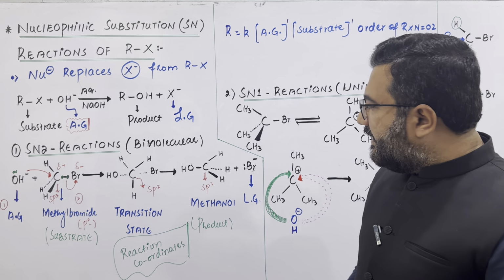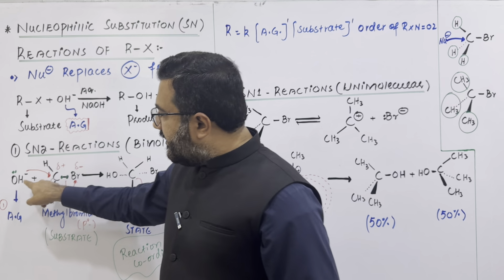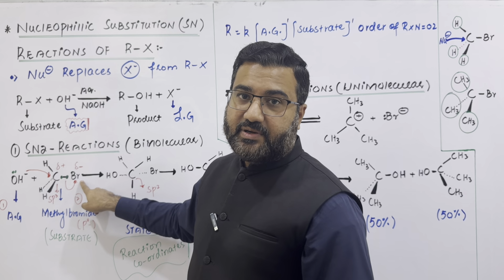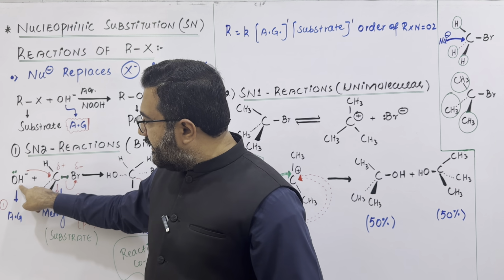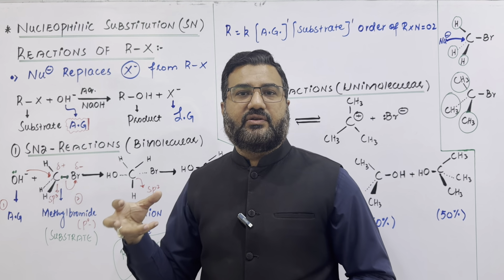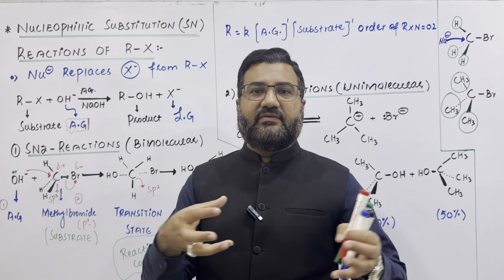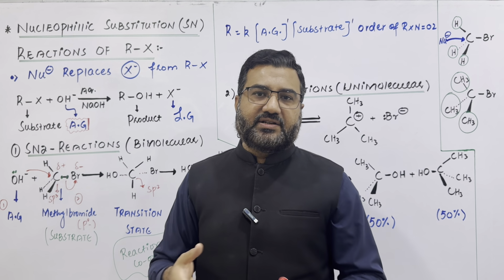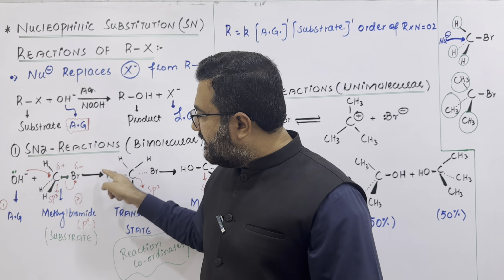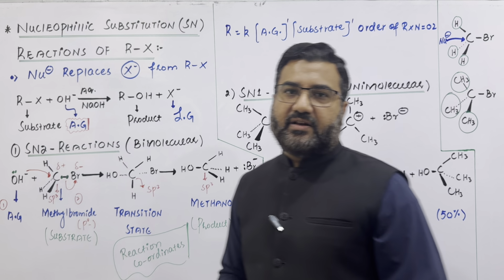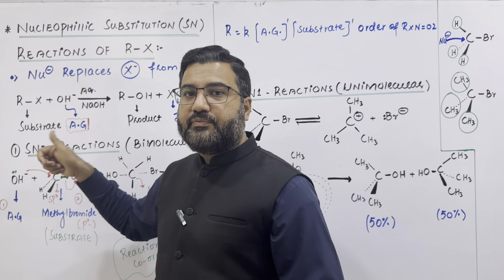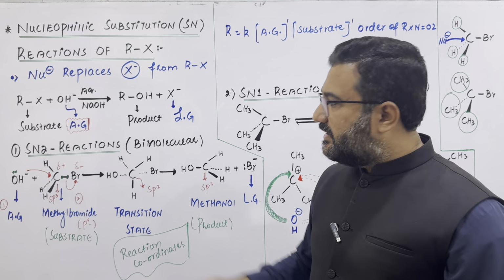Next point is that in SN2, the attacking group attacks from the back side as compared to the side where the leaving group is attached. Why? Because OH negative is electron rich, and you know bromine with 3 lone pairs of electrons will also be electron rich. So when one electron rich species faces the other electron rich species, naturally there will be forces of repulsion. So OH negative will not be able to attack from this side due to the repulsion with the bromine, which is itself an electron rich species. That's why the OH negative always attacks from the opposite side as compared to the attachment of the halide ion.